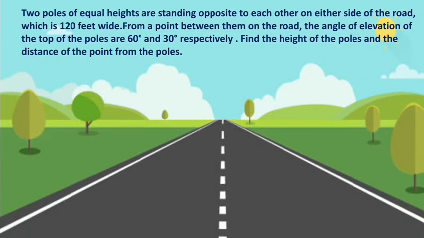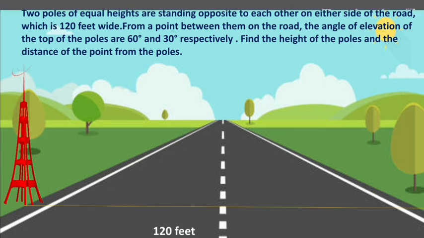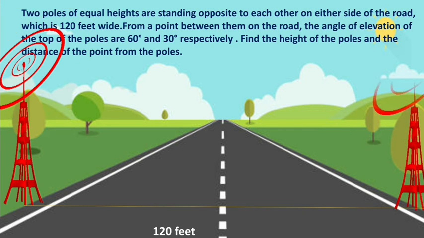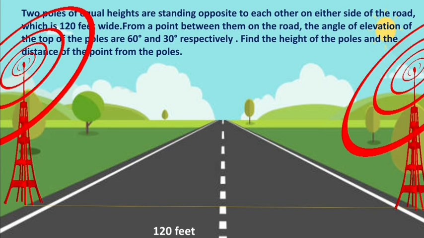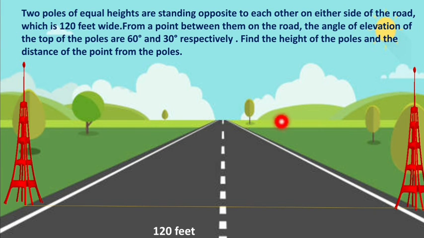Assume that this is the road and the two poles are there which are of equal heights, and the width of the road is 120 feet. So first consider the width of the road as 120 feet. Here the road width is 120 feet, and after that two poles are there. I am considering one pole on the left side and another pole on the right side, and these two poles are of the same height.